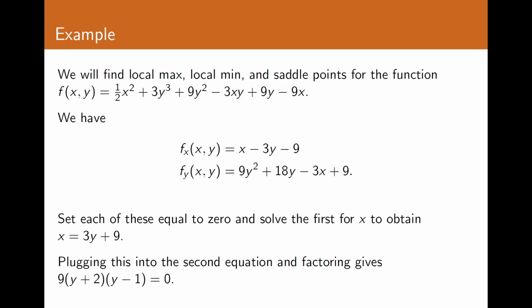And then we can plug those back into the equation for x. So if y is equal to 1, I can plug this back into here, and I'll get 3 times 1 plus 9, which is 12. And similarly, I can plug the negative 2 in here, and I'll get 3 times minus 2, which is minus 6, plus 9, so I get 3. So my two critical points here are (3, -2) and (12, 1). And those are all of the critical points, because we can see these partial derivatives are defined everywhere.